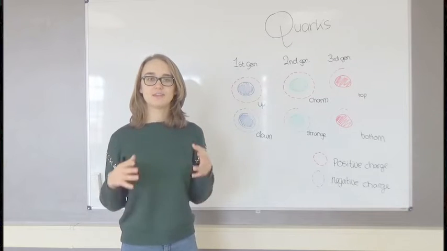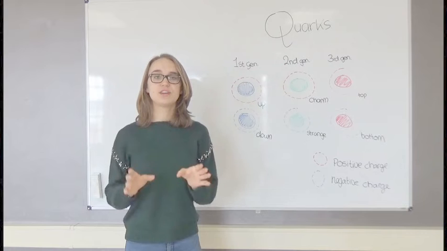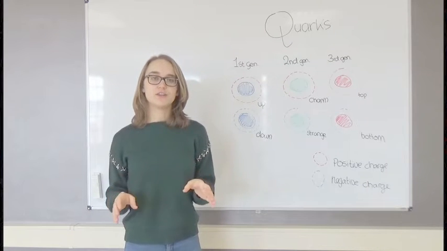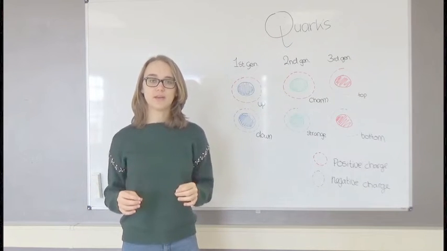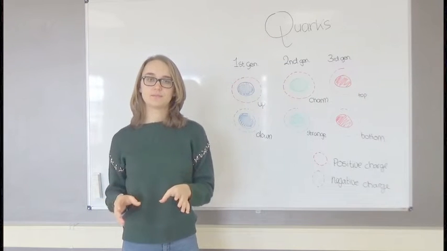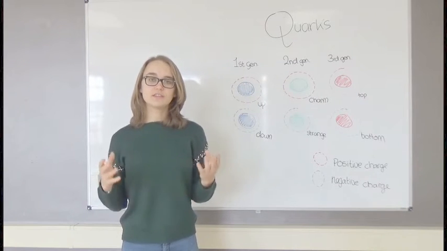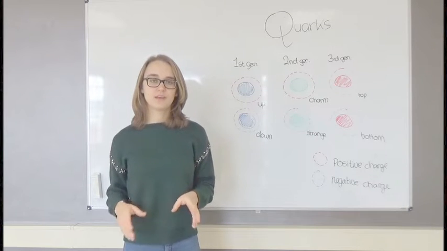Quarks can be divided into 6 particles, which are paired into generations. There are 3 generations. The first generation are the lightest and most stable quarks, and they make up all the stable matter in the universe. Then there's the second and third generation. These are heavier and unstable particles that will quickly decay into more stable ones.